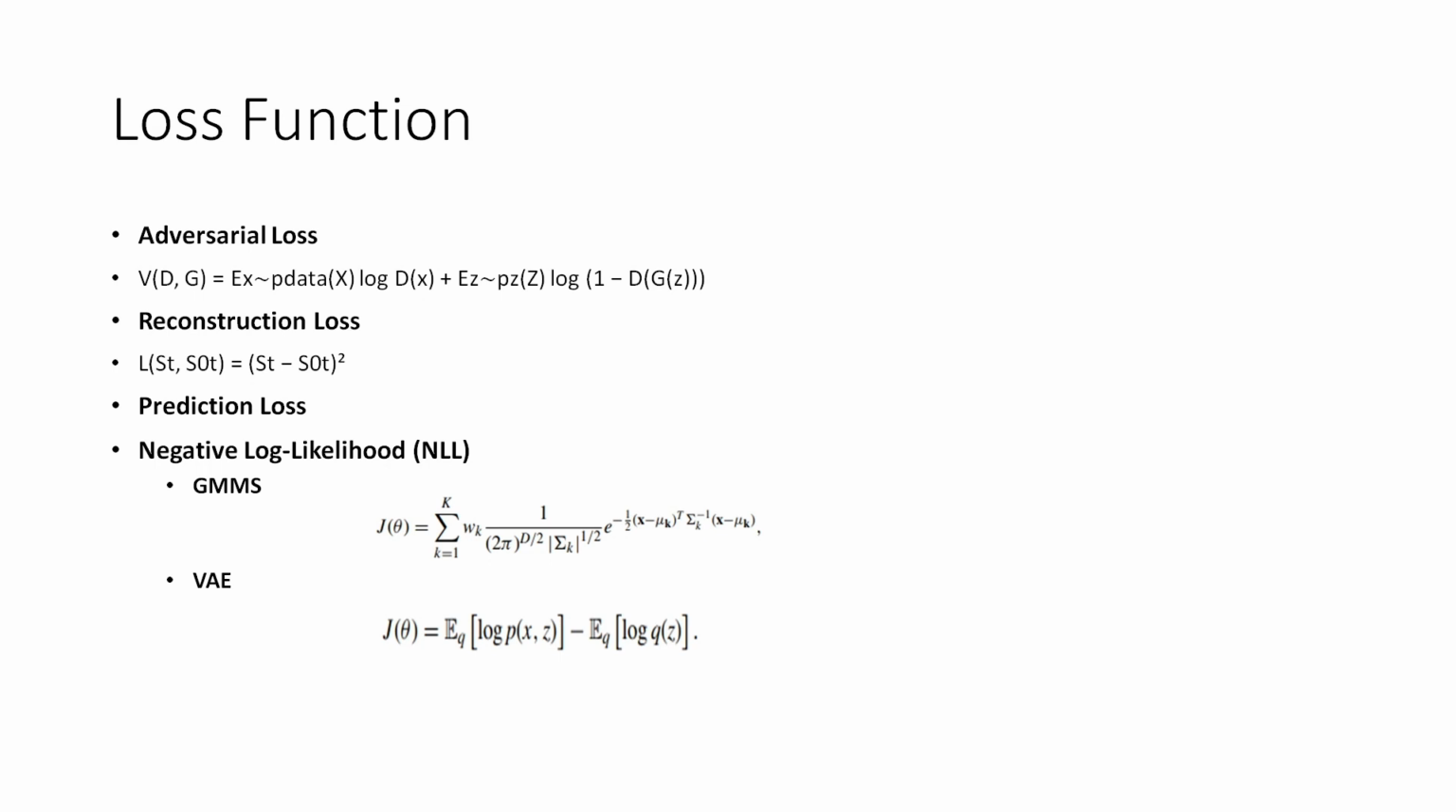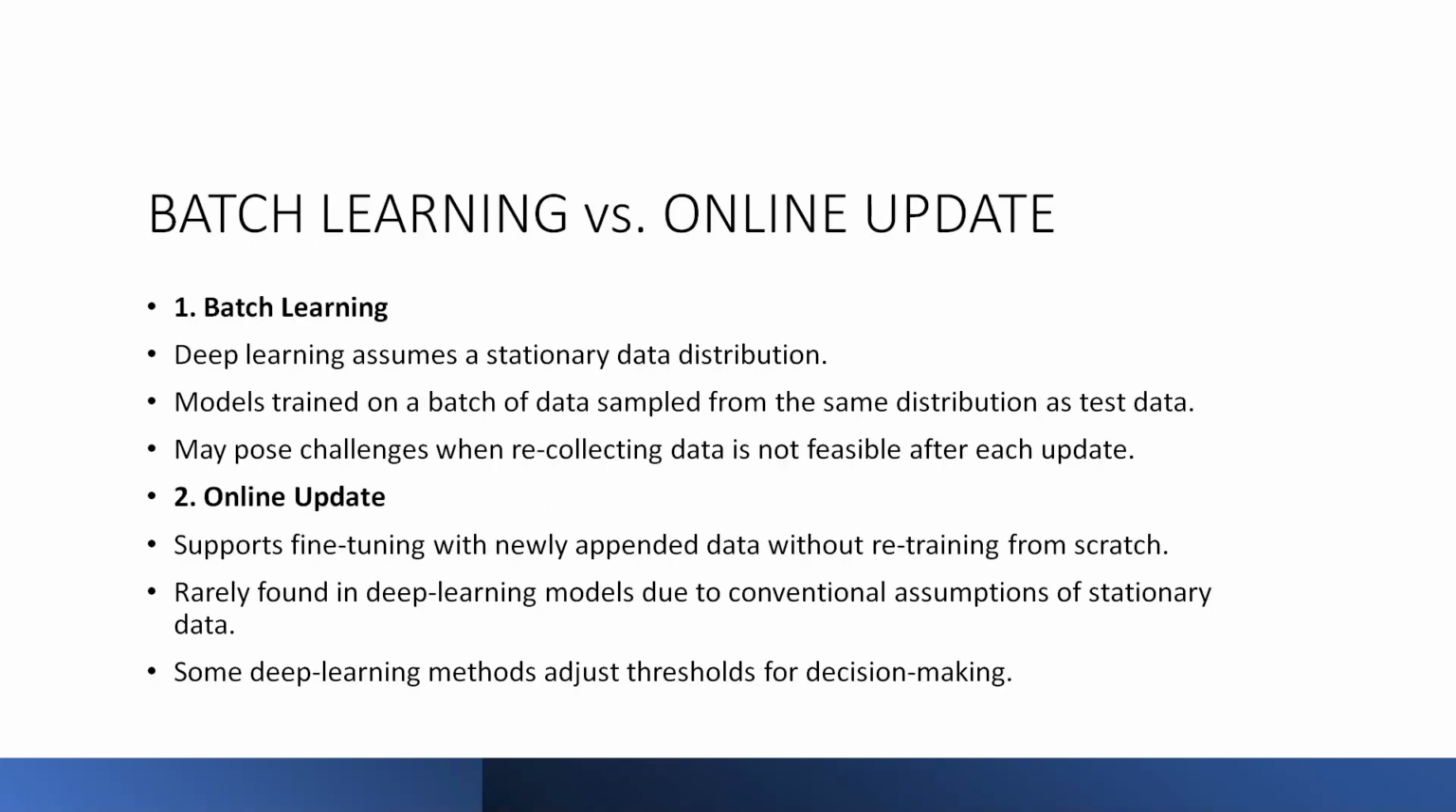First is adversarial loss. You can see the formula; by this formula we can calculate this loss. The second is reconstruction loss. There is also another formula for calculating it. The third is prediction loss, and the fourth is negative log likelihood. Here is the formula for negative log likelihood, and we can calculate the loss function by using this formula.